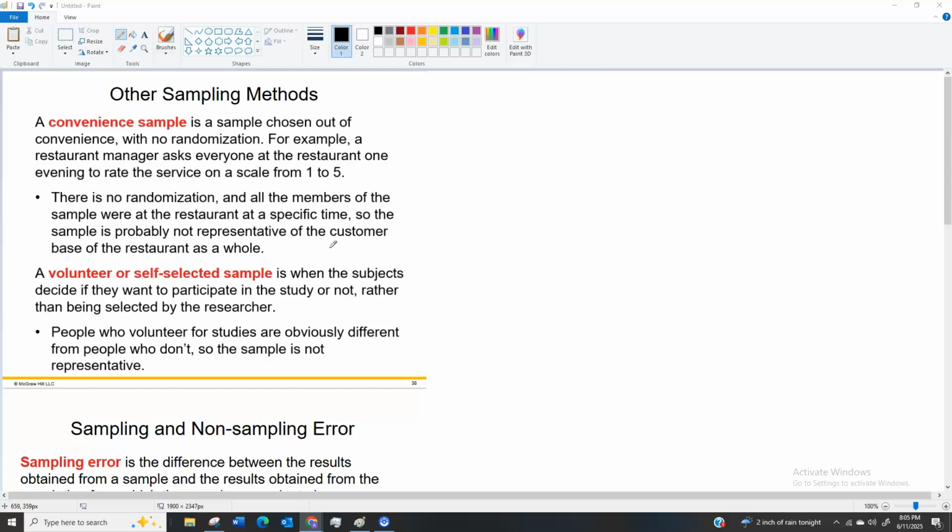That would almost verge on a cluster sample too. So I probably wouldn't put that on a test as a question, because I think it could be easily confused with a cluster. But in this case, it's just a convenience because it was easy for him to ask the people that were all there in the evening. And then a volunteer self-selected sample is when the subjects literally just decide whether they want to participate or not. So you might stop people in the mall and ask them, do you want to take a survey?